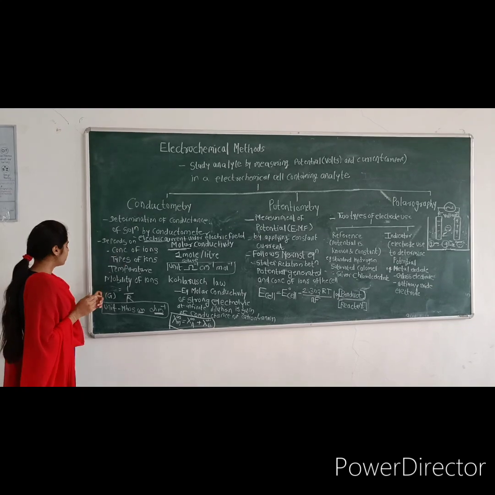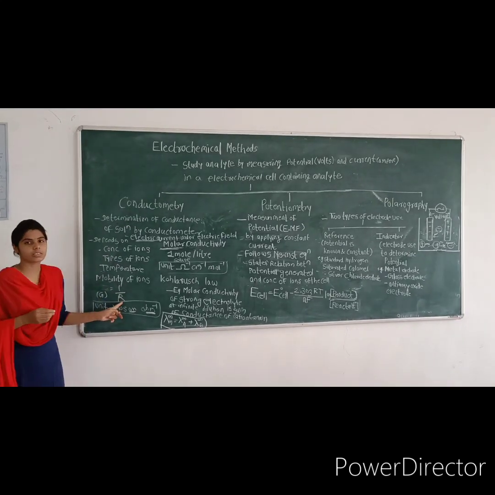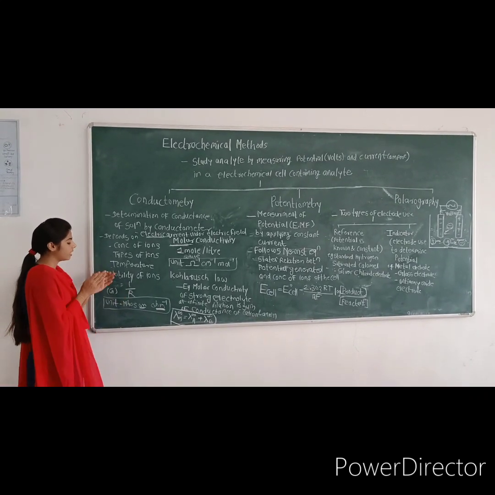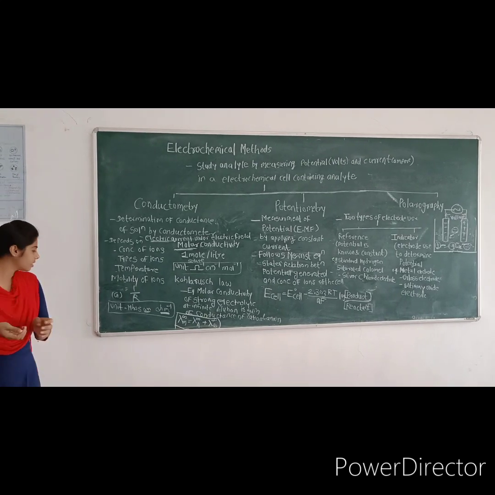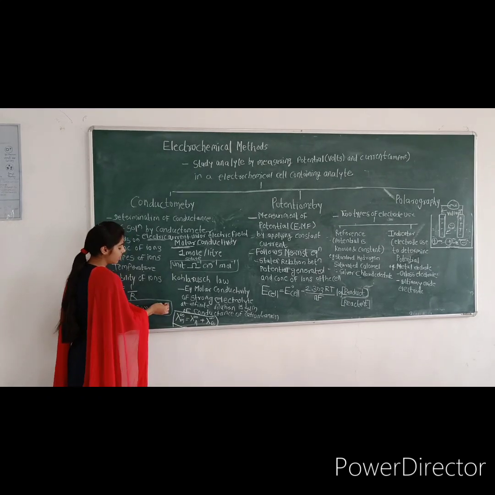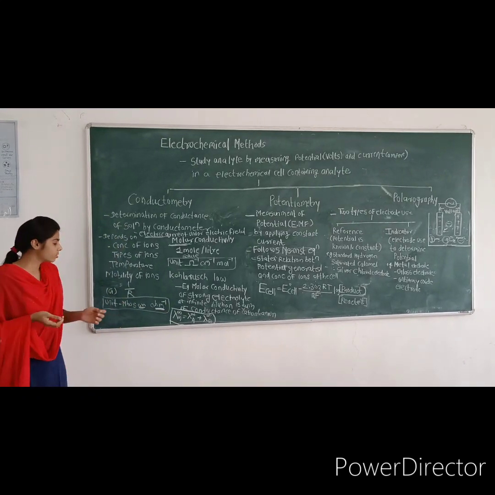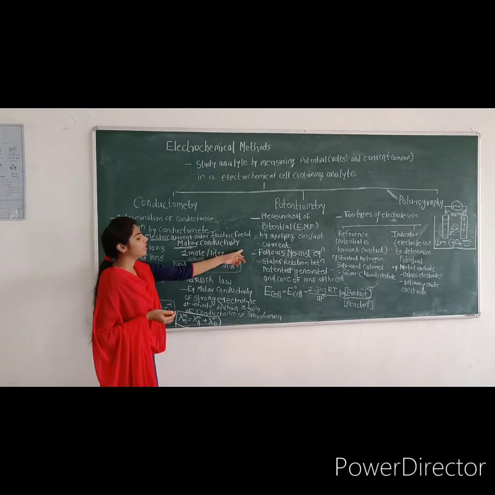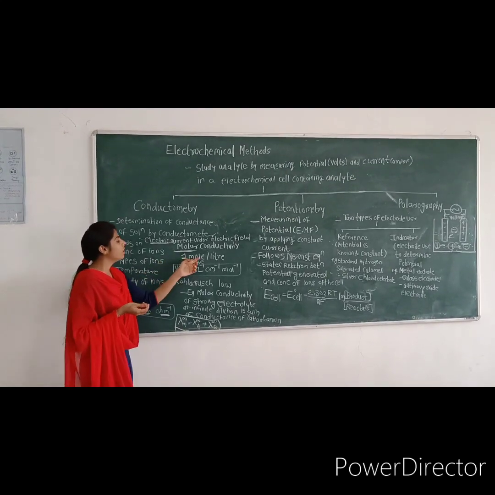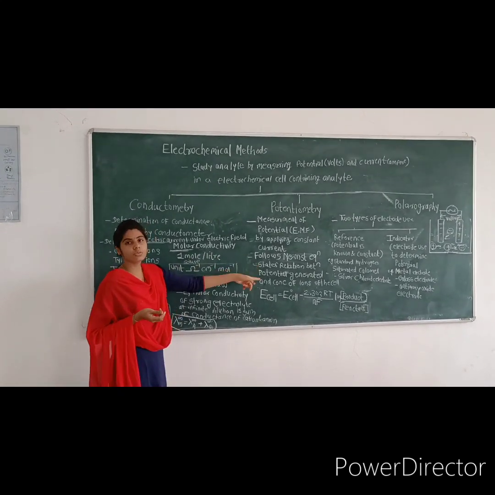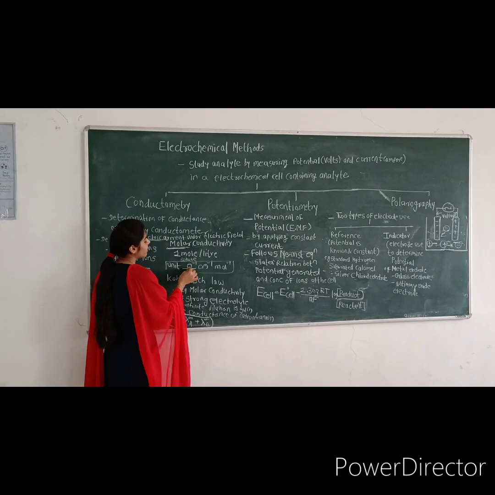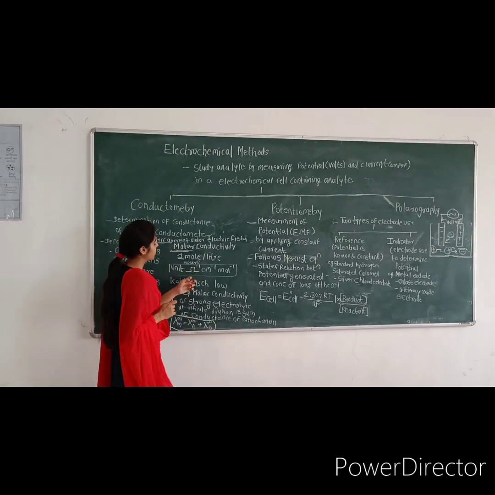Then this conductance is the reciprocal of resistance and it is denoted by the symbol capital G. So G is 1 divided by R, and the unit of conductance is mho or ohm inverse, that is 1 upon ohm. Then the molar conductivity of a solution. What is meant by molar conductivity? As the name indicates, 1 mole of substance in 1 liter of solution, that is the solution becomes molar. So the unit of molar conductivity is this.